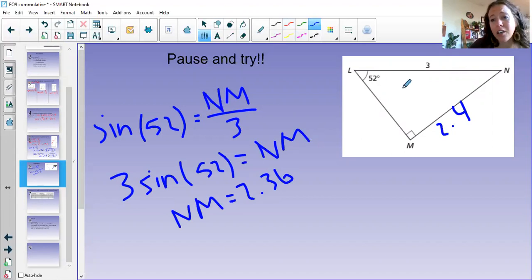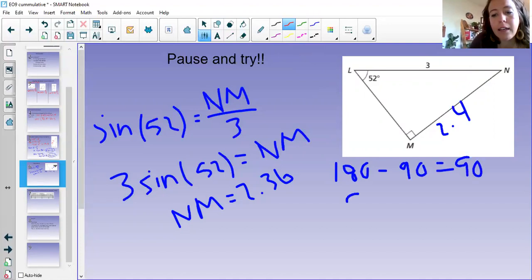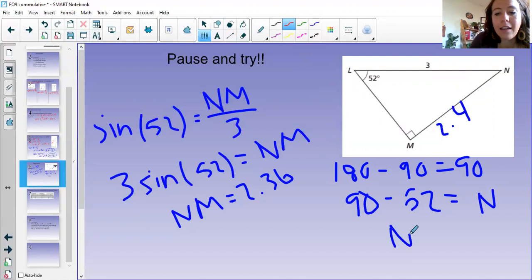You could either start solving for the other angle, right? We know that they all have to add up to 180, and we have this 90. So 180 minus 90 is 90. And 90 minus 52 is going to give us our third angle, N. So N is equal to 38 degrees. Okay, so the last piece of the puzzle now is LM.